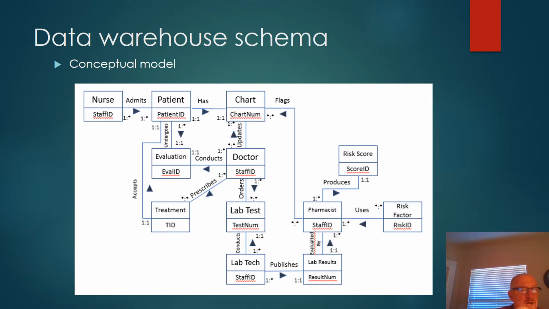So the conceptual model is an ER diagram that shows you the workflow. How a nurse typically admits a patient, the patient's assigned a chart, they go through an evaluation conducted by a doctor who may or may not order a treatment or lab test, and a lab tech would perform that lab test and you'd get lab results, which would be seen by a pharmacist who would establish a risk factor and a risk score.